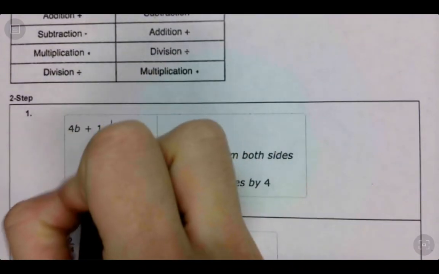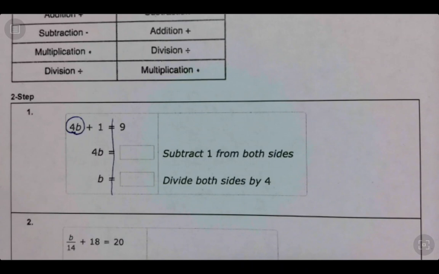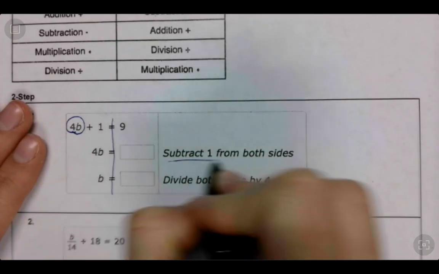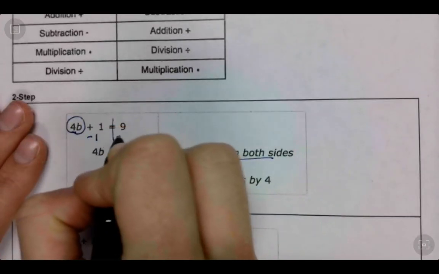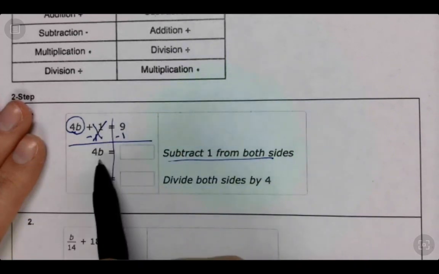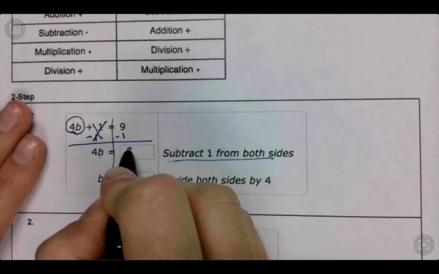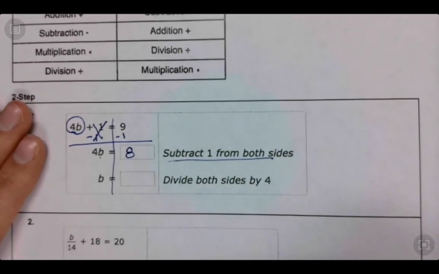Same thing, I can draw my barrier, I can circle what I want to get alone. Remember, I told you that requires no math. So what's on the same side of that line but not circled? That 1. So hopefully you're telling me, Mrs. Sherman, subtract the 1 from both sides, which it says right here. So -1 from both sides. This goes away, 1 minus 1 is 0. For B, then we have 9 minus 1, which is 8.